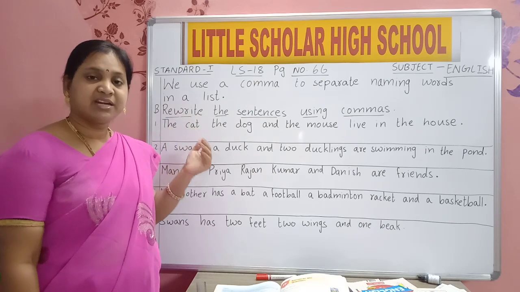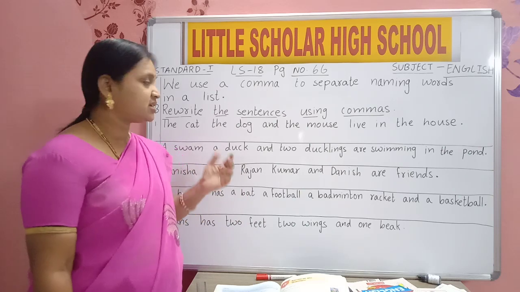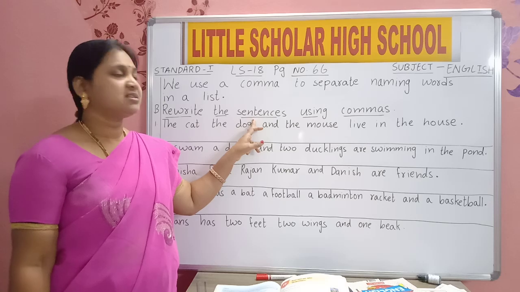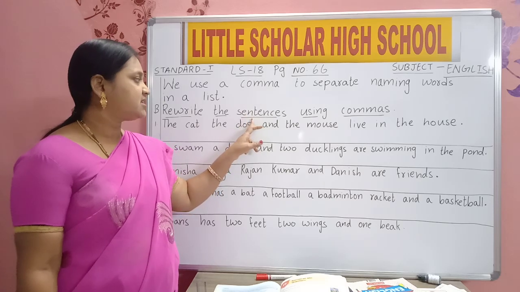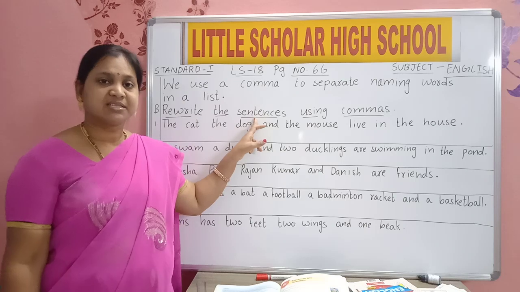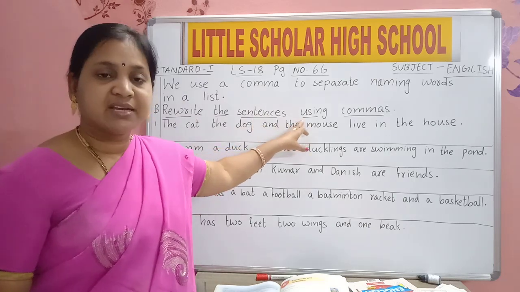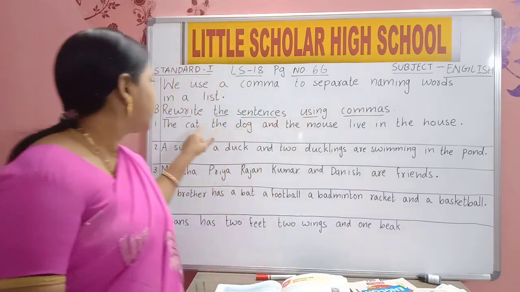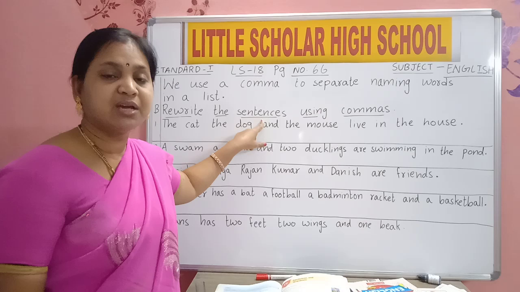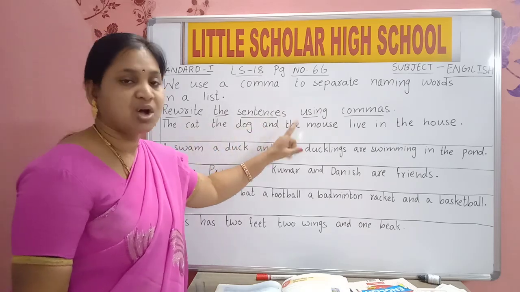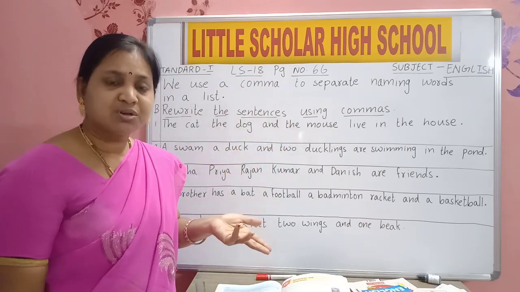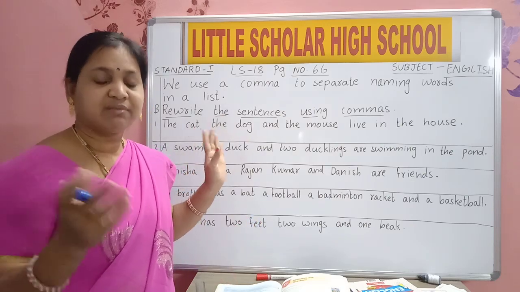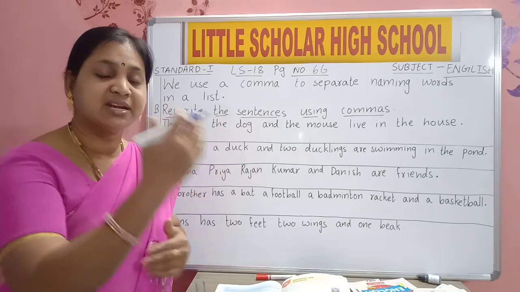Rewrite. R-E-W-R-I-T-E, rewrite. Rewrite means you should write again. Rewrite the sentences using commas. In these sentences, commas are not given. When should we use comma? To separate the naming words. So in these sentences, commas are not given. You should put commas and write the sentence again.